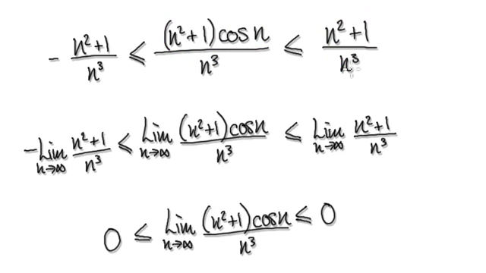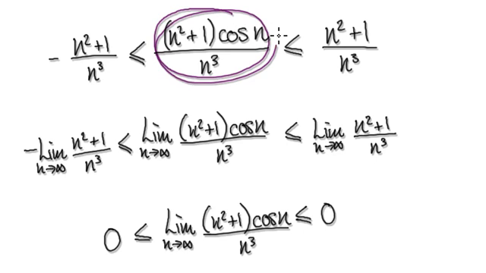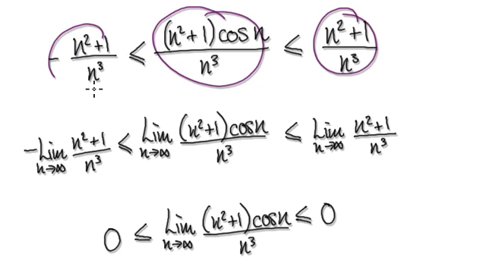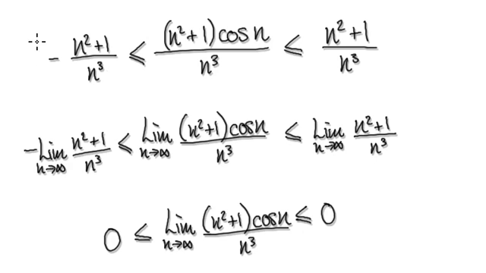So this will be over n to the power 3, and then find the biggest magnitude that this thing could be. The biggest magnitude that this thing could be is this thing, and then stick a negative in front of it. So basically, this is trapped in between here and here. So now take the limit of all three.